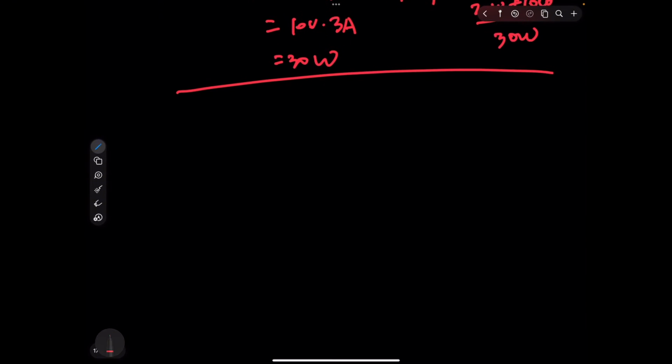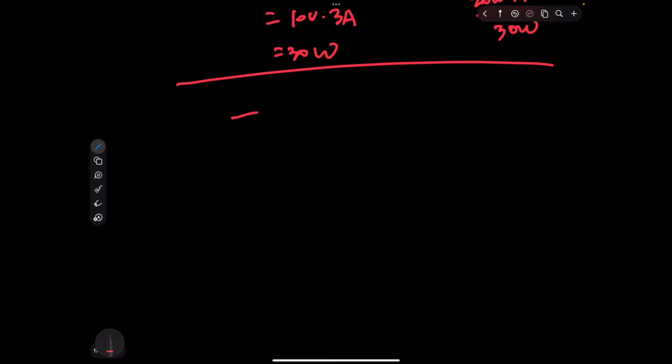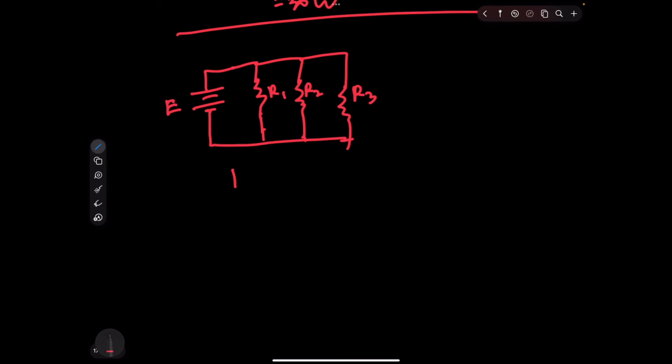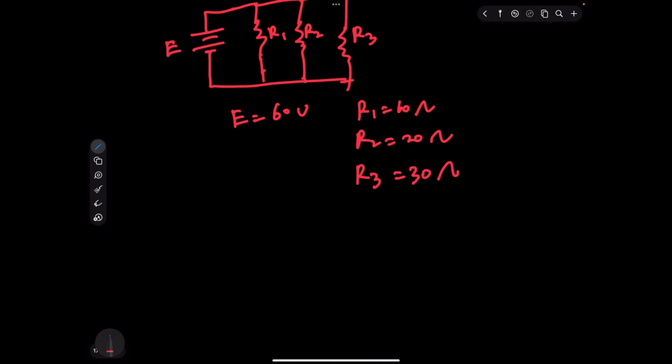Now let's say we have 3 resistors in parallel. So this is the E. This is R1, R2, R3. How do we solve this? Let's say E equals 60 volts, R1 equals 10 ohms, R2 equals 20 ohms, R3 equals 30 ohms. How do we solve this?